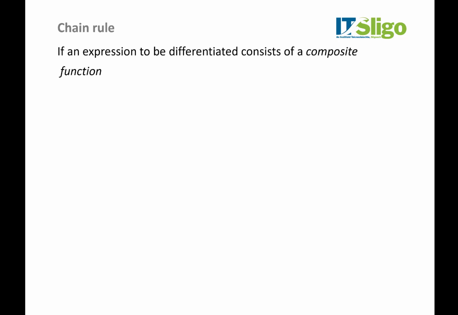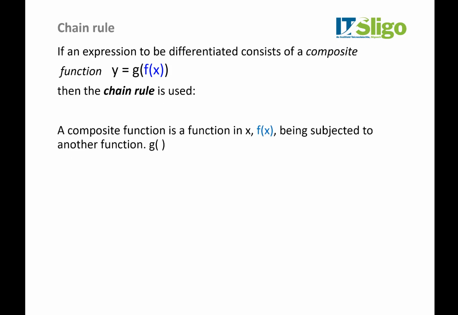And now we'll take a look at the chain rule. So if an expression to be differentiated consists of a composite function, composite function written in maths looks like this. It's essentially a function acting on another function. So here we have a function in x, and it's been acted on by another function. Then we use the chain rule. So a composite function is a function in x.